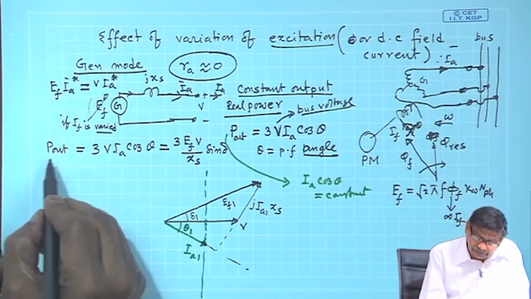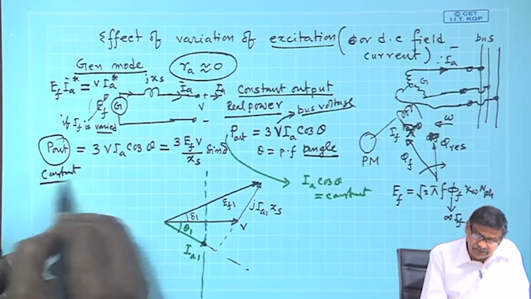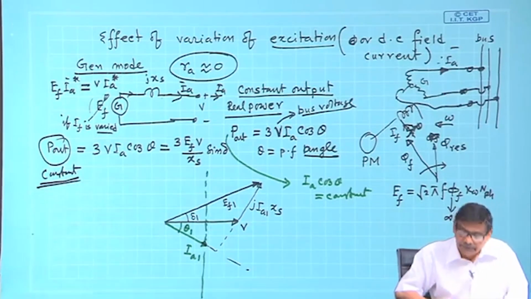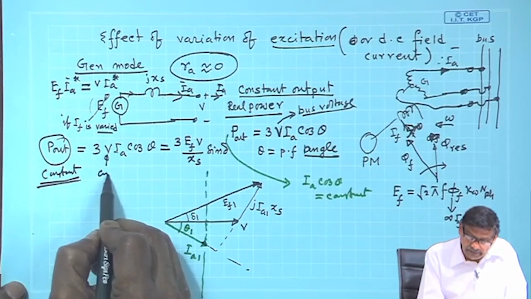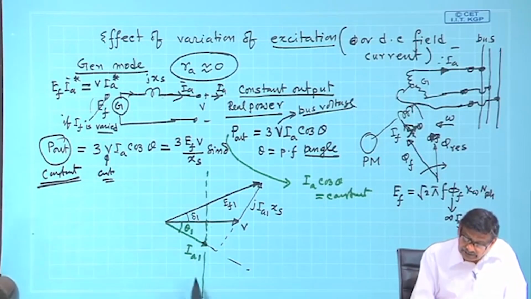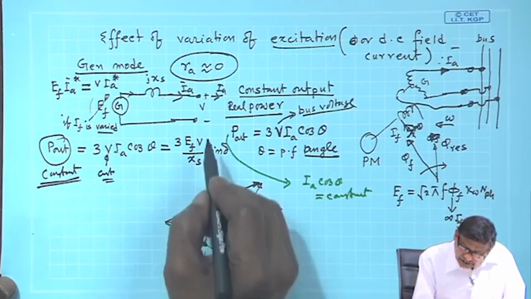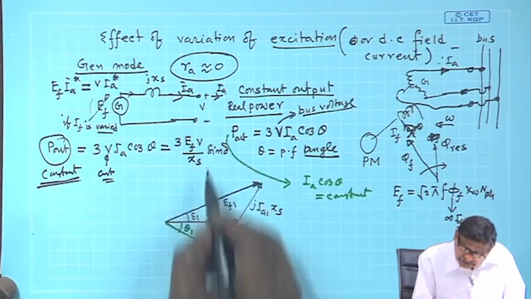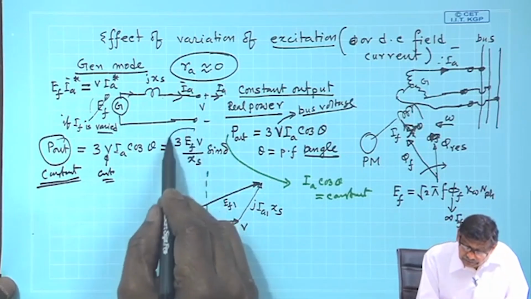Now, this power I am selling remains constant, it cannot change. If it cannot change and V is constant, I told you I_A cos theta has to remain constant. That is why the tip of the current phasor, the armature current phasor, must lie on this vertical line. Then come to this equation.